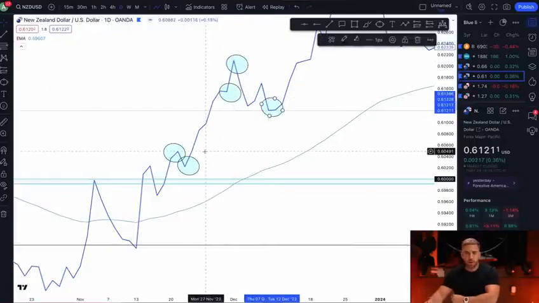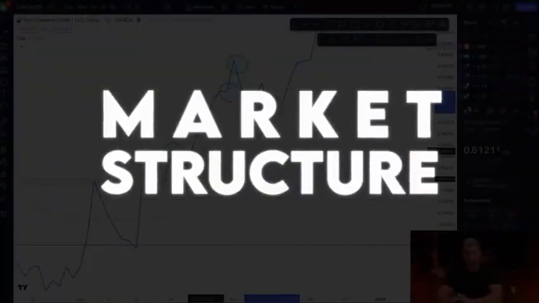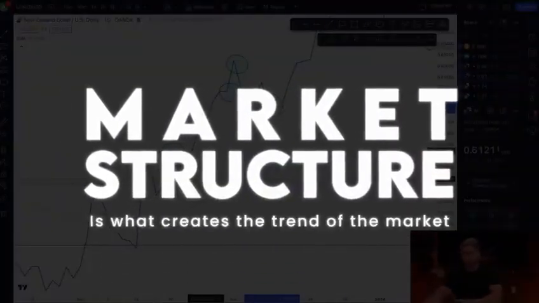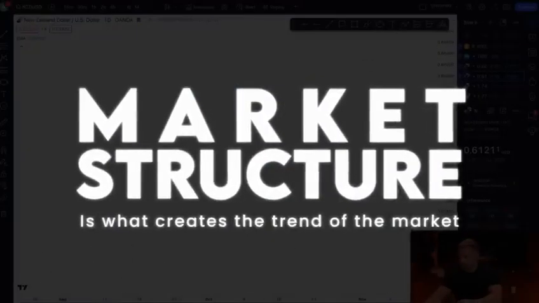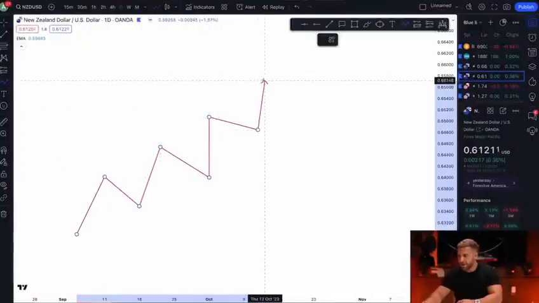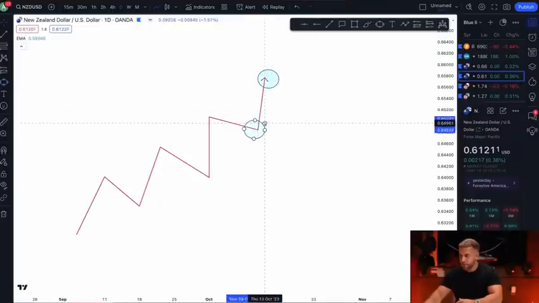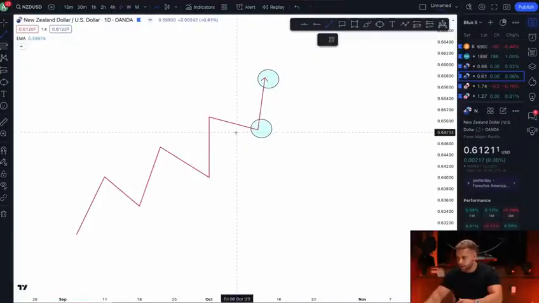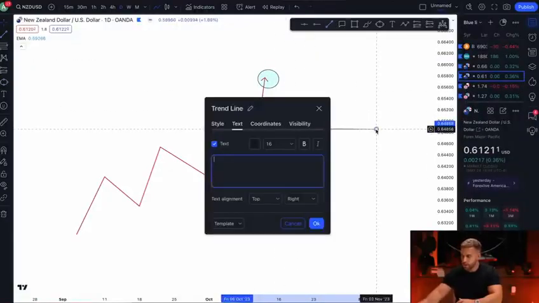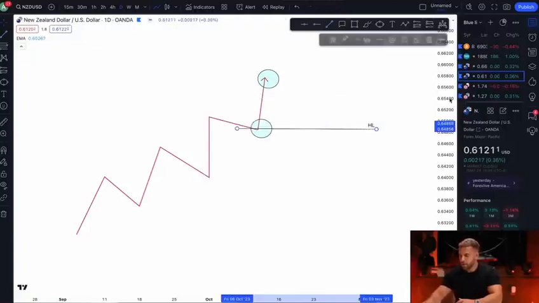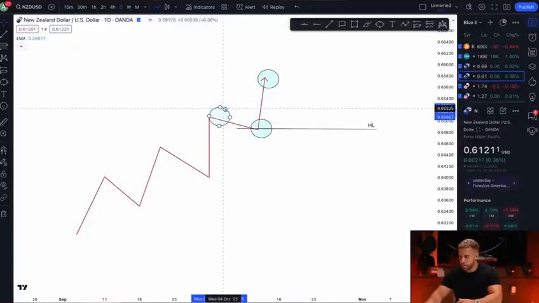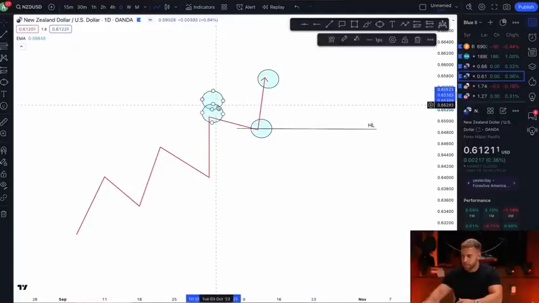So these elbows are market structure, and this market structure is what creates the trend of the market. It's what creates the market if it's heading to the upside, and it's what creates the market if it's heading to the downside. When you have a bullish market like this, obviously this is a higher high, and then this would be the higher low. But if you notice, that higher low is a market structure point. And previous market structure is this elbow right here and this elbow right here.